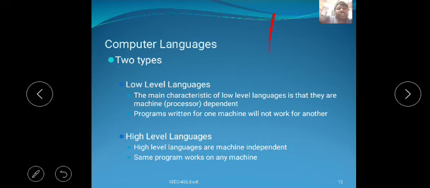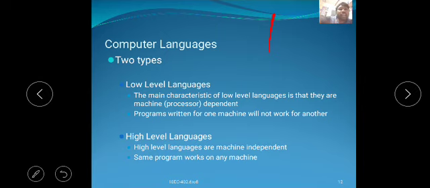The high level languages. High level languages are machine independent. It is not required to consider what type of machine we are using. High level languages are machine independent. The same program works on any machine. If you write a program and take any machine, the program will be executed on any machine by using high level languages.